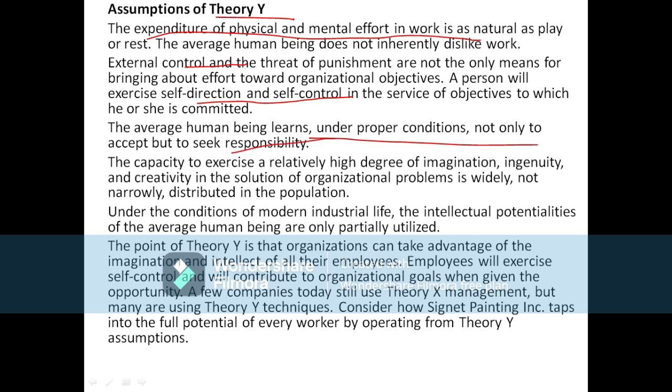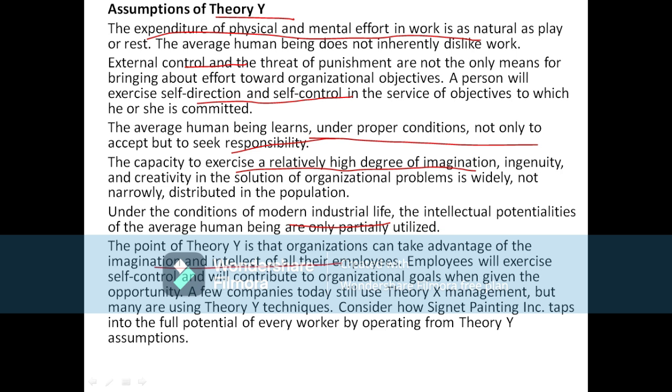Then the capacity to exercise a relatively high degree of imagination, ingenuity and creativity in the solution of organizational problems is widely, not narrowly, distributed in the population. So they will think innovatively. Under the conditions of modern industrial life, the intellectual potentialities of the average human being are only partially utilized. So the point of theory Y is that organizations can take advantage of the imagination and intellect of employees. Employees will exercise self-control, self-analysis and self-direction.